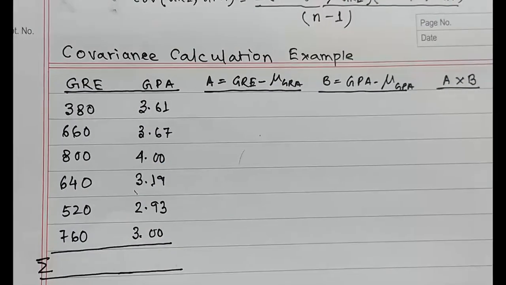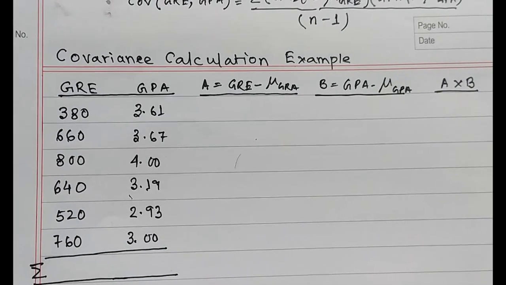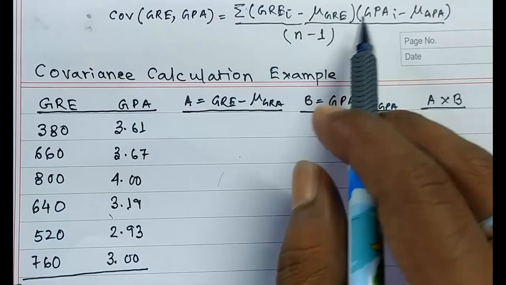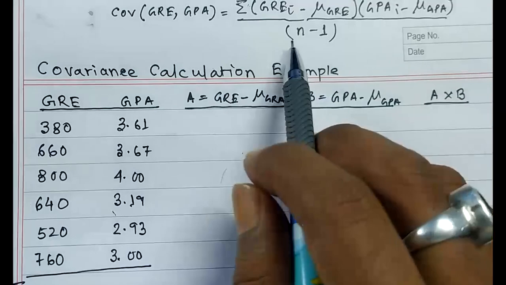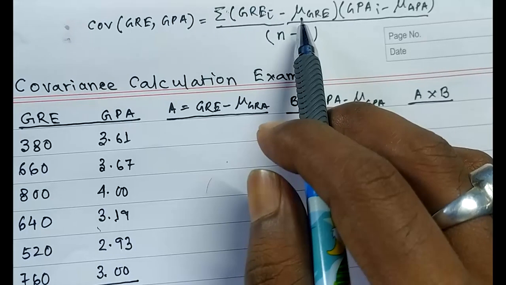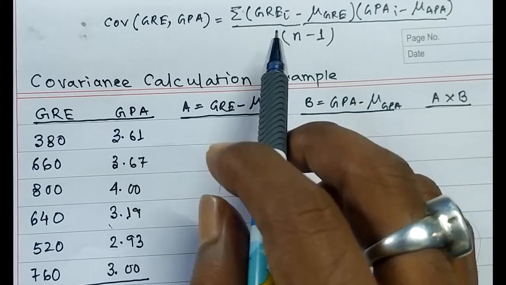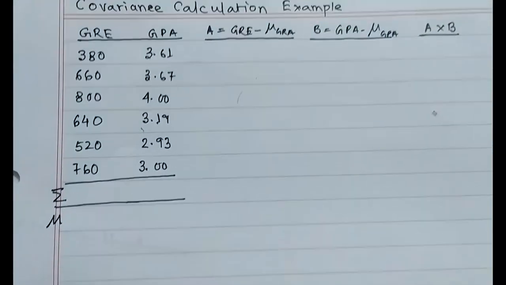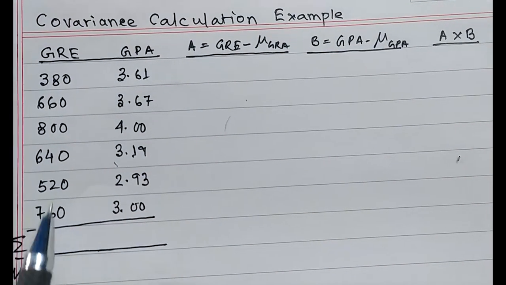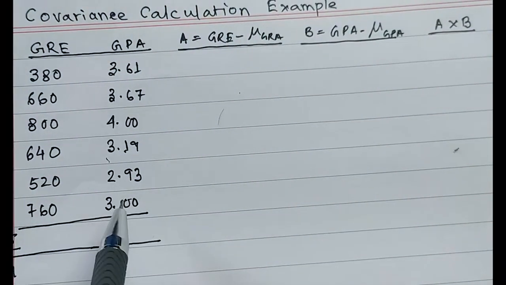Here we have taken an example where we will compute covariance between two variables, GRE and GPA, using this formula: the summation of GRE i minus mu of GRE into GPA i minus mu of GPA, divided by n minus 1, where mu GRE and mu GPA are the means of the GRE and GPA variables. GRE i and GPA i are the ith occurrence of GRE and GPA. So let us compute the covariance with these data of GRE and GPA. I have taken 6 data points from GRE and GPA from 6 students.